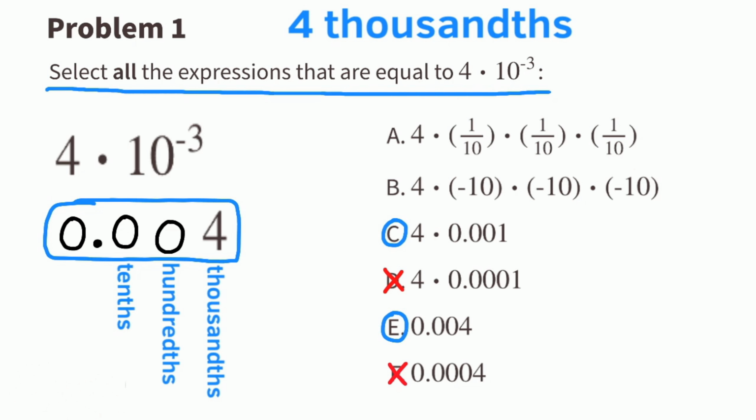It is not equal to B because that wouldn't be a decimal. That's just negative 4,000. And finally, it is equal to A, which would be 4 thousandths, because 1/10 times 1/10 is 1/100th, and 1/100th times 1/10 is 1,000ths. And 4 times 1,000ths is 4 thousandths.